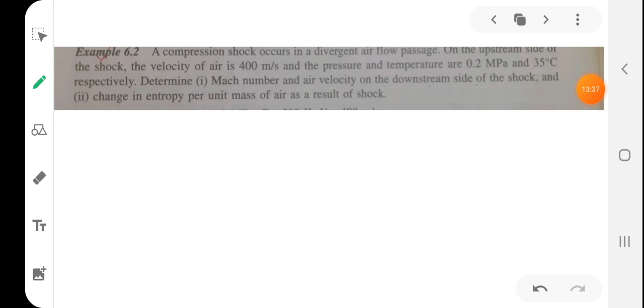Students, this is another problem. A compression shock occurs in a divergent airflow passage. So we have a divergent airflow passage, and on the upstream side of the shock, the velocity of air is 400 meter per second, and the pressure and temperature are 0.2 megapascal and 35 degrees Celsius.